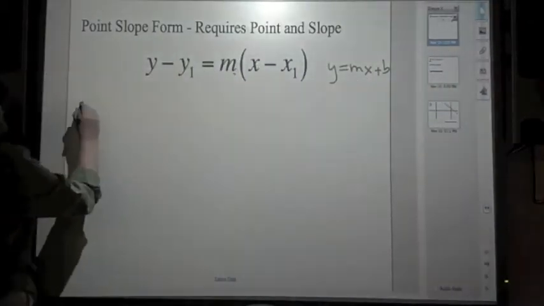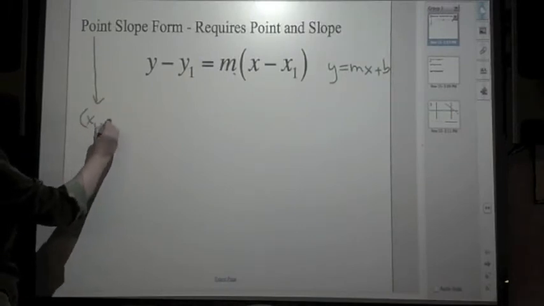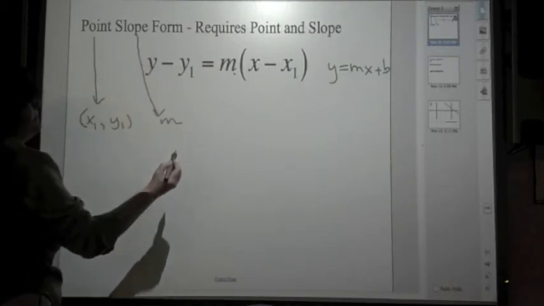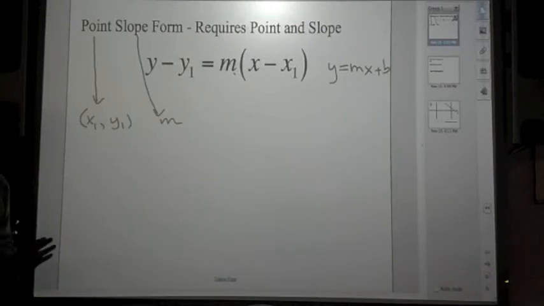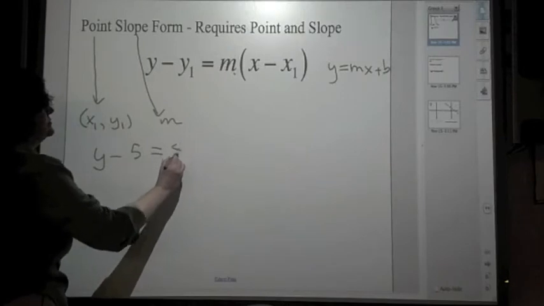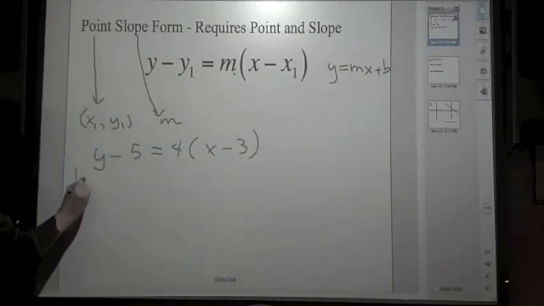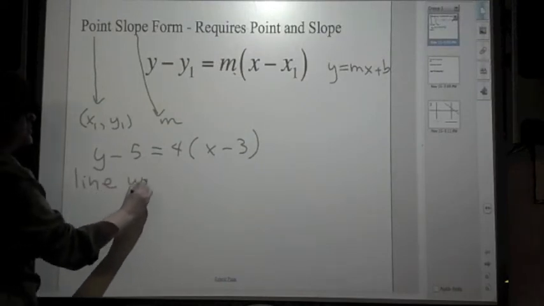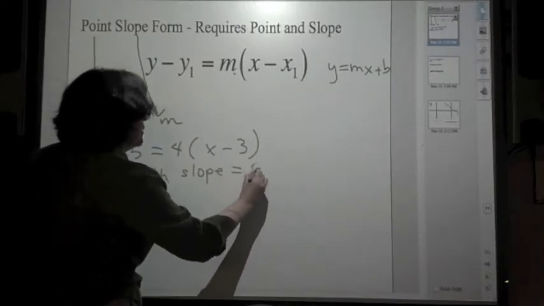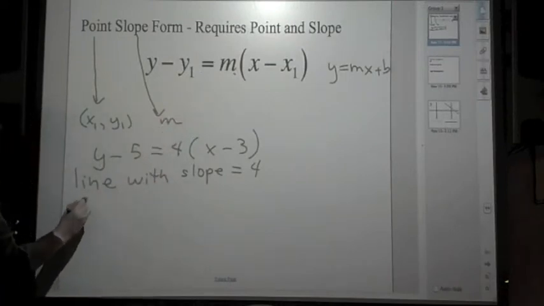So the point is going to be x1, y1, and the slope, that's going to be your m. It's the same thing. So, for example, an equation like this would be a line with slope 4. There's your 4, there's your m, and it goes through.